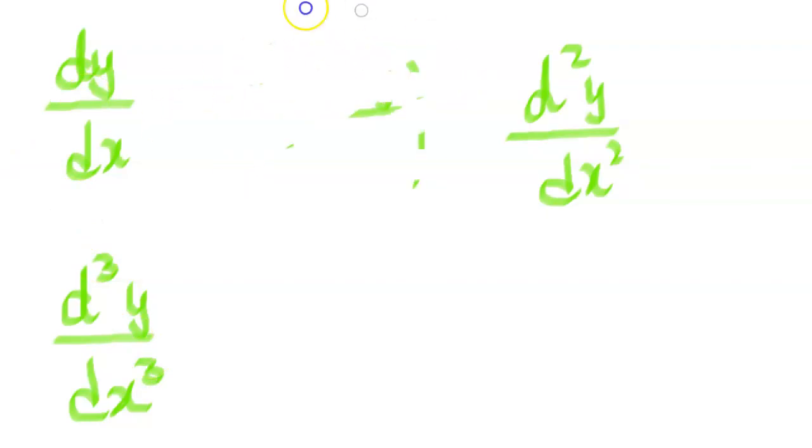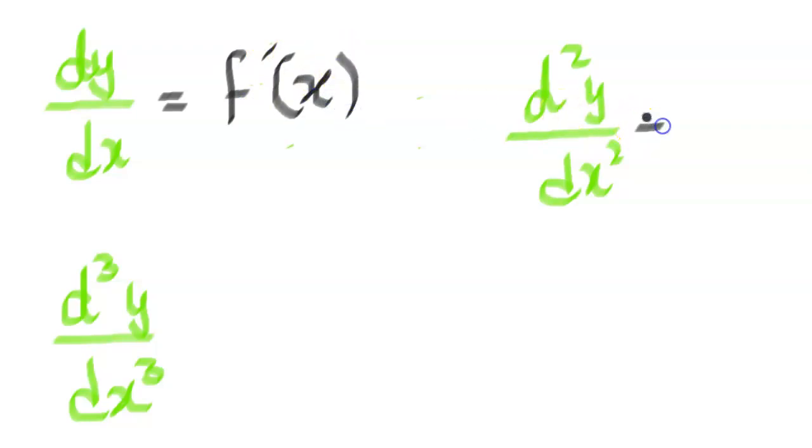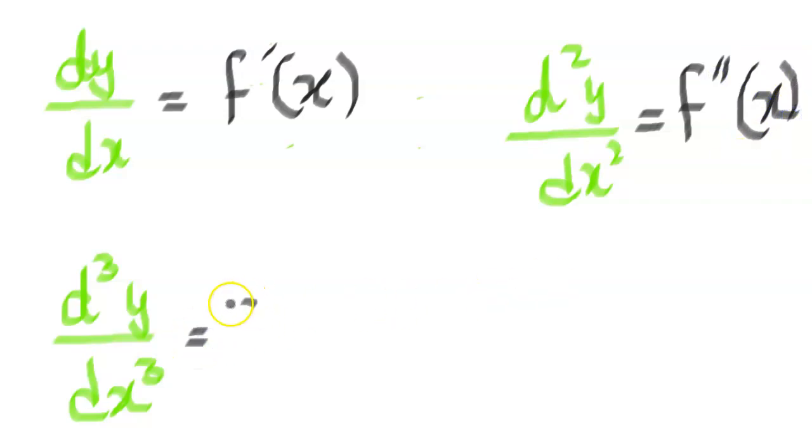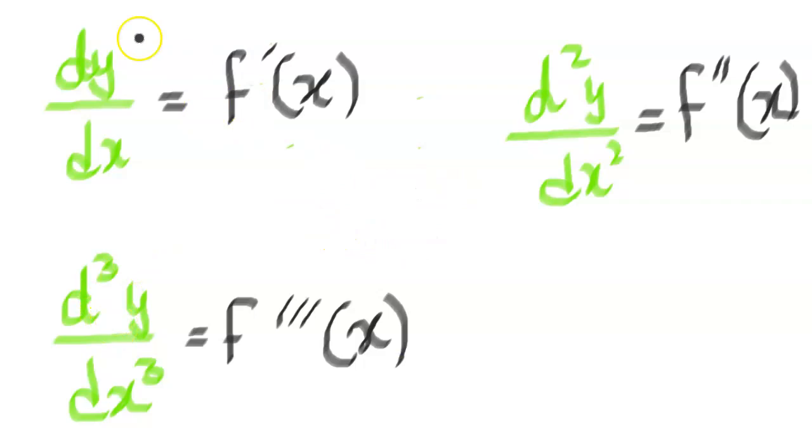So the first one is the first differential, second differential, third differential. Now it's quite time consuming to write these differentials in these forms. So rather than write dy over dx, we usually call that f dash x, the first differential. The second differential, we call f double dash x. And the third differential, we call f triple dash x. So those are the three differentials.